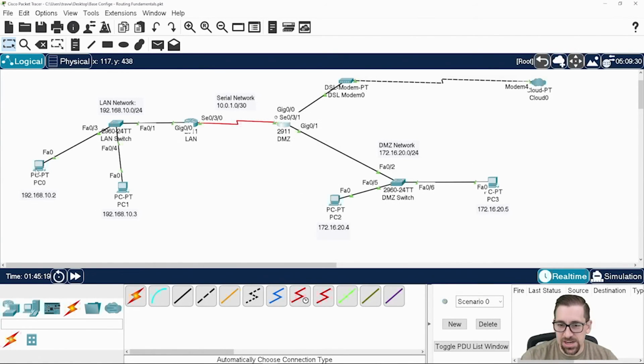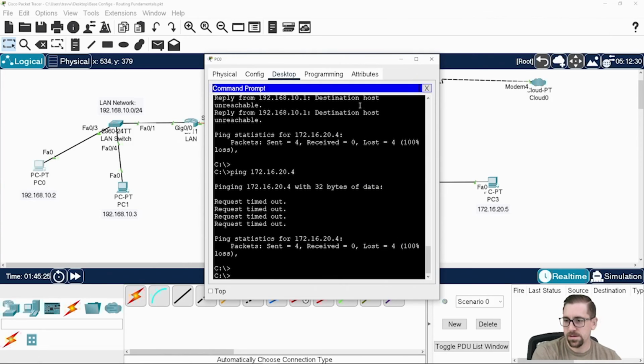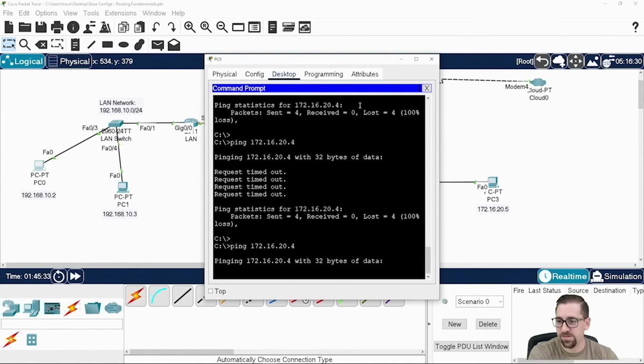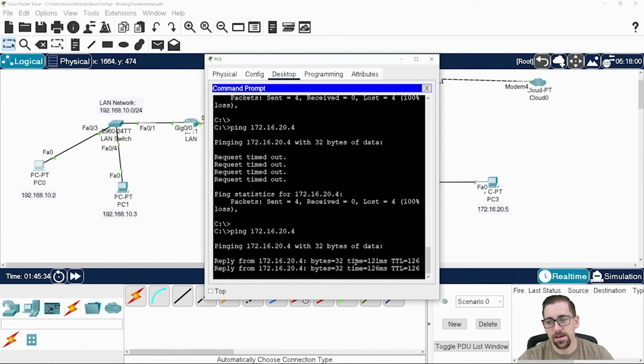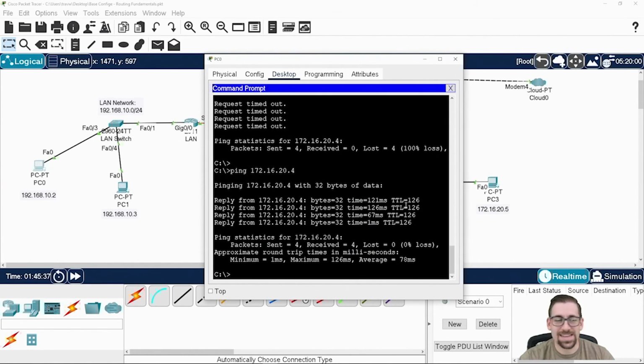As such, I should be able to ping from the 192.168.10.2 host to the 172.16.20.4 host or the 172.16.20.5. But for continuity here, we'll first ping the .4 host. And in fact, I do receive responses. I actually have my TTL decremented, so the time to live decremented by 2. It starts at 128 and goes through 2 hops. So we're seeing everything that we would expect to see in this environment.